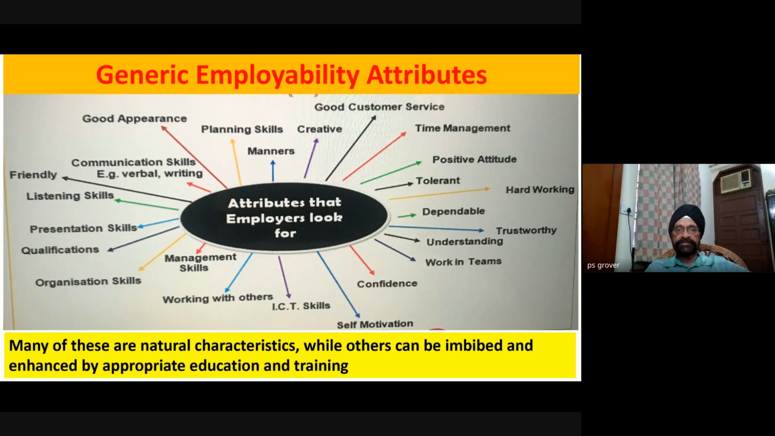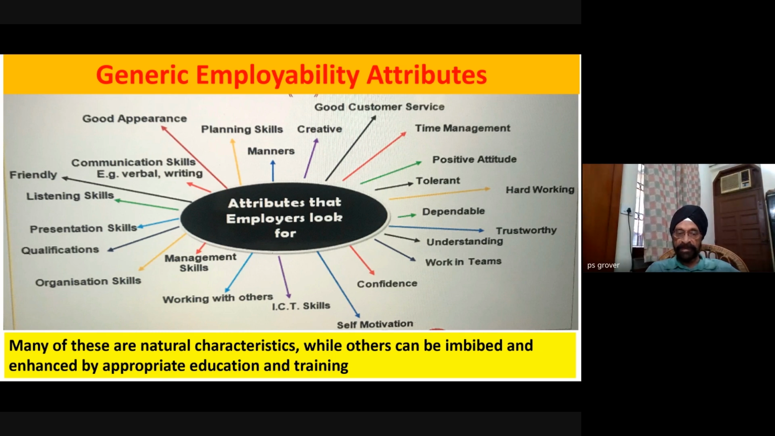Now, if you look at generic employability attributes that students should have, every attribute that employers look for is there: they should have ICT skills, be a motivated person, have confidence, be a team player, have good understanding, be trustworthy and reliable, hardworking. Look at this slide. Presentation skills, good qualifications. So the attributes expected from our students are very wide. I had just summed up when I said technical skills and core skills.